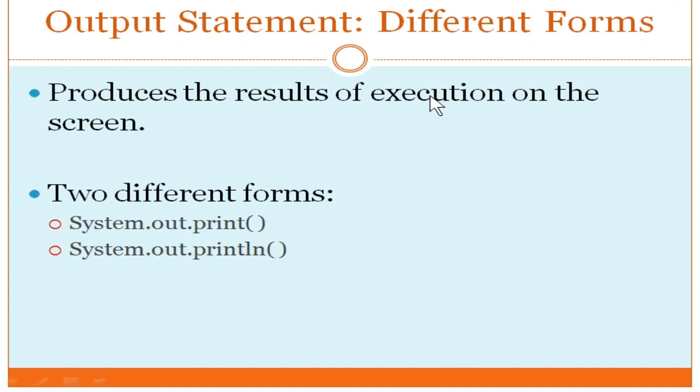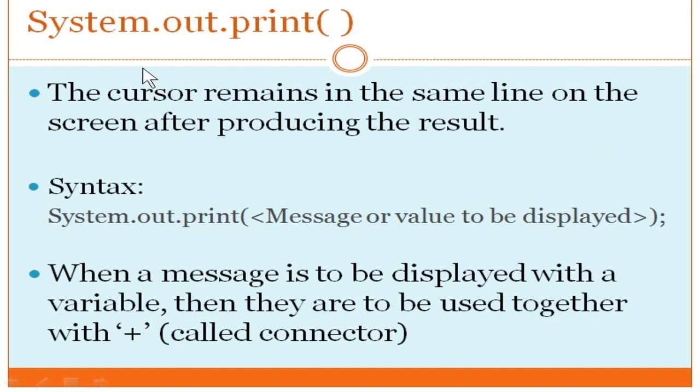First one is system.out.print. And next one is system.out.println. So we are going to see these two different forms and how it works when you use it in a program. Okay, first you are going to see about system.out.print.